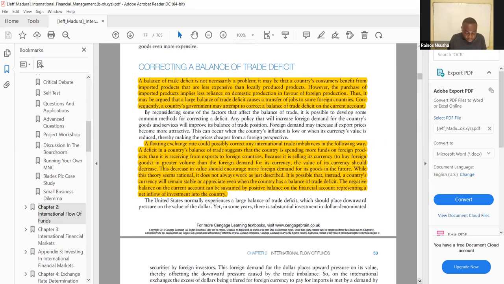It is possible that instead a country's currency will remain stable or appreciate even when the country has a balance of trade deficit. The negative balance of the current account can be sustained by a positive balance in the financial account, representing a net inflow of investment to the country.